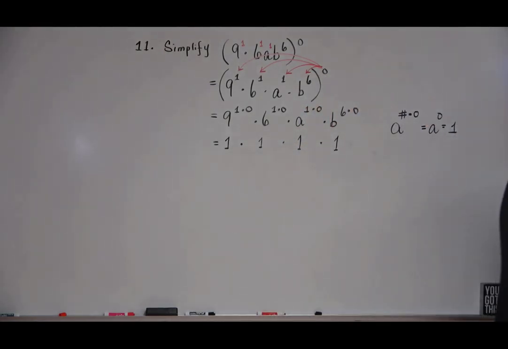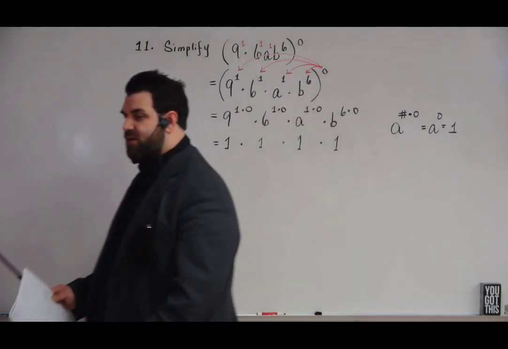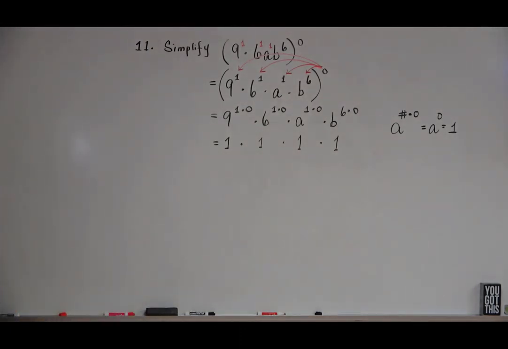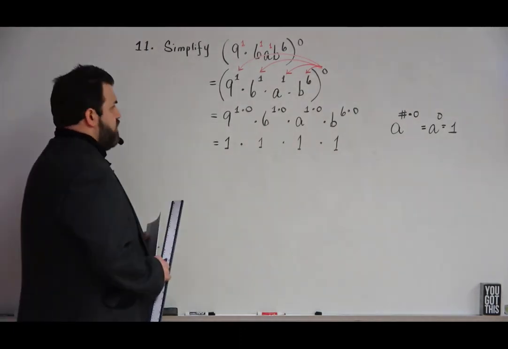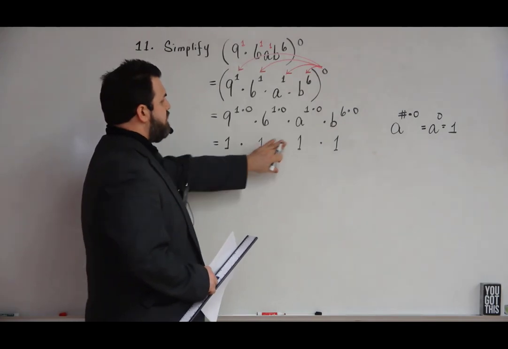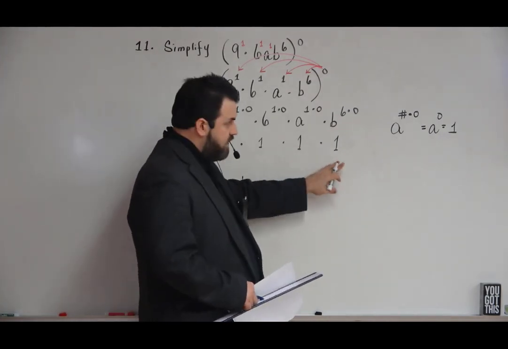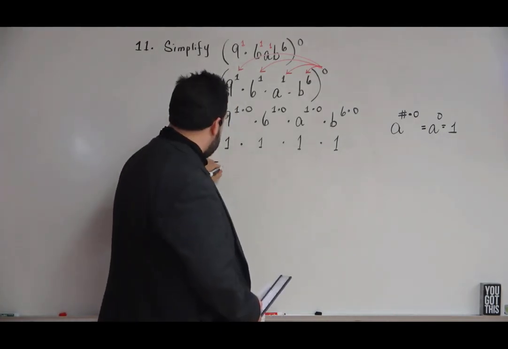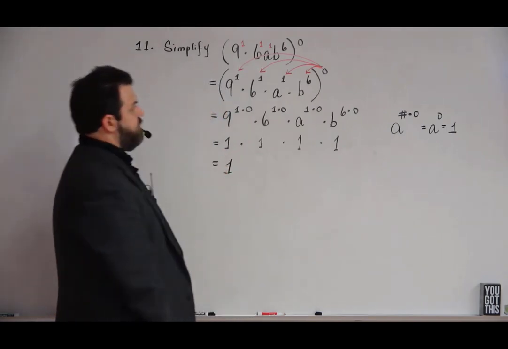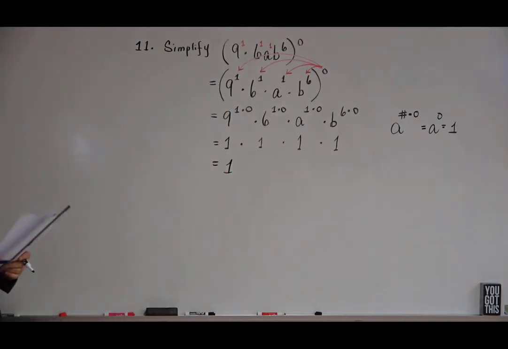Okay. Now you get to this point and you think, I can't believe this guy's still doing this problem, but let me tell you something. People will look at this and they'll say that the final answer is 4. 1 times 1 is 1. 1 times 1 is 1. 1 times 1 is 1. Okay, so the final answer is just 1. The final answer is just 1.